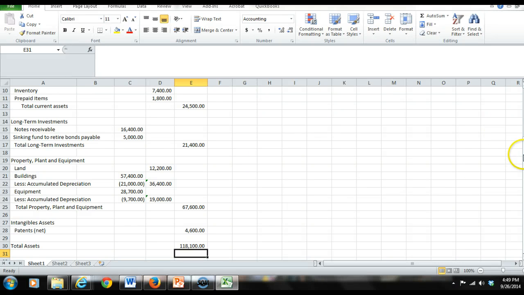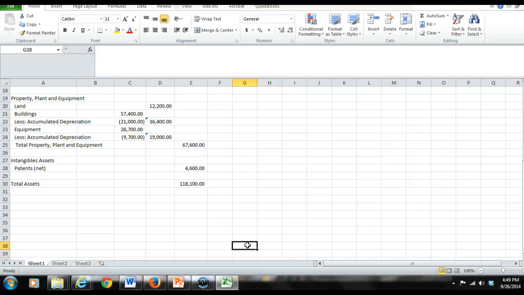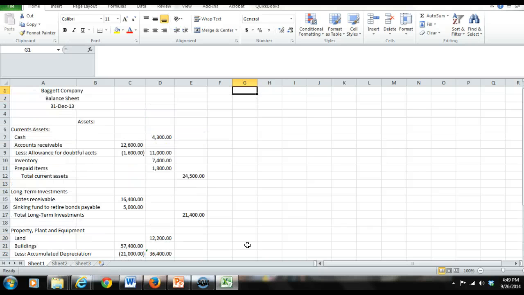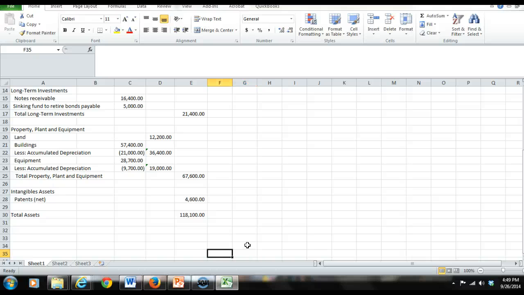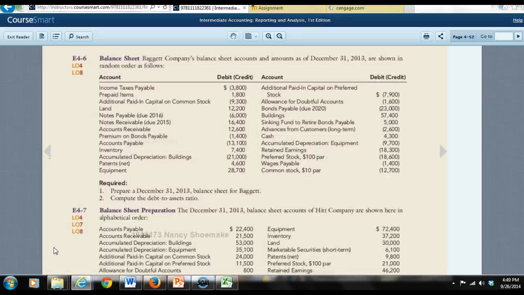So in the previous lecture, we went through the asset section of our baguette company. Now we're going to take a look at the liabilities, the various accounts that we can deem as liabilities. Let's look at the current liabilities first. We have an income taxes payable. That will always be a current liability because the government wants their money in the current year. So we'll make sure and put that as a current liability.